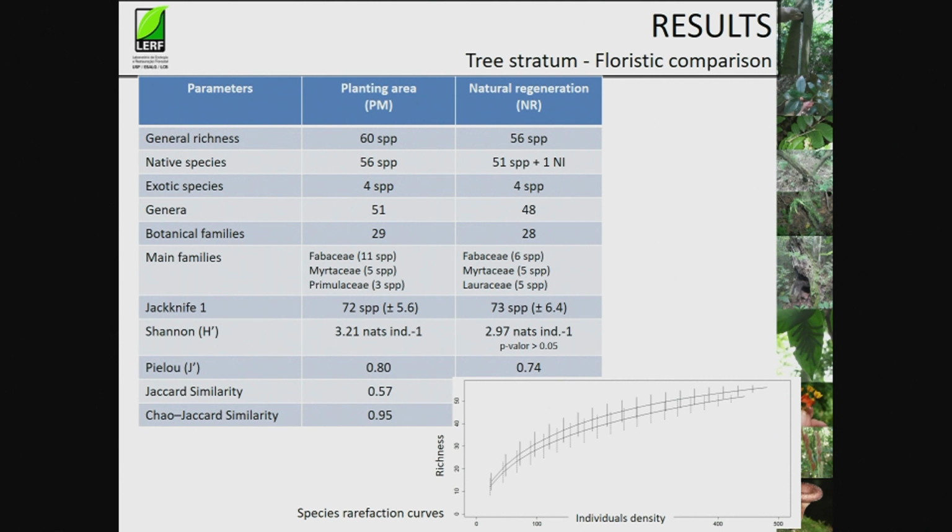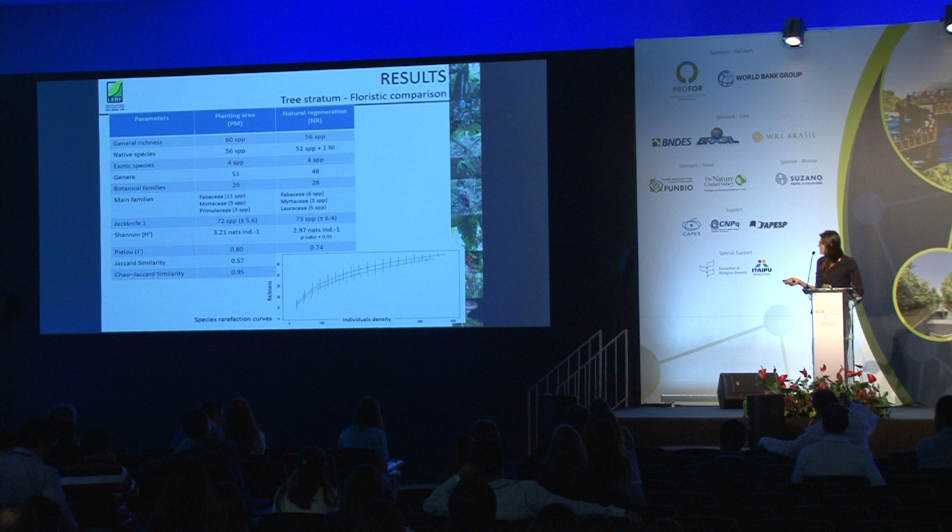We found for the tree stratum 60 species in the planting area, while in the natural regeneration we found 56, and the rarefaction curves showed a little bit of variation, but the richness was not different, as you can see in the jackknife estimator. The main families were almost the same between the areas, and the Jaccard and Chao-Jaccard indices showed that the floristic composition of the areas was similar.